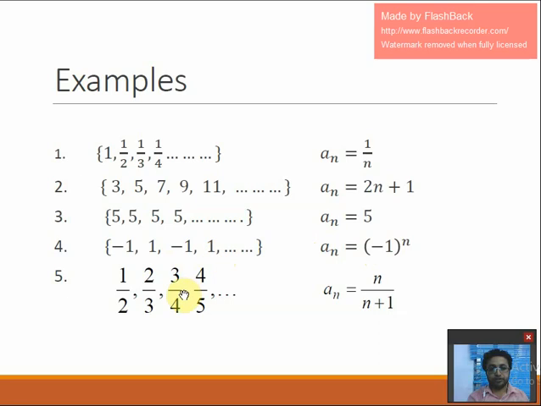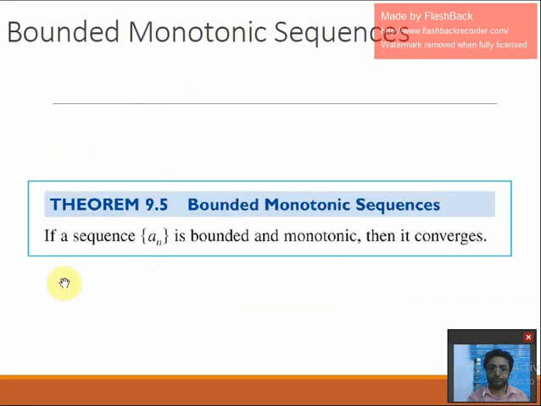Next, I am leaving it to you to think about whether the others are convergent or not. So, think about number 2, number 3, number 5, whether these are convergent or not.